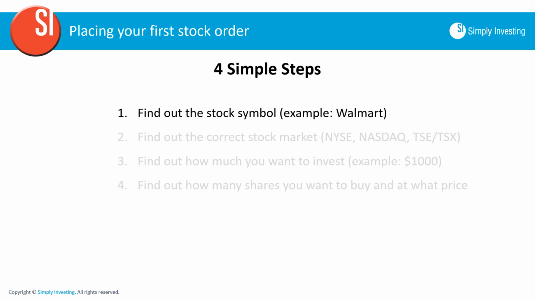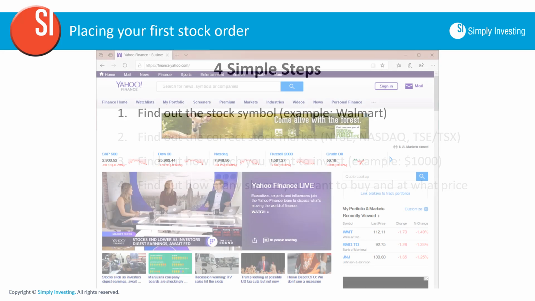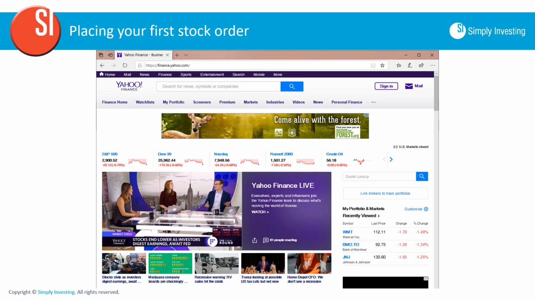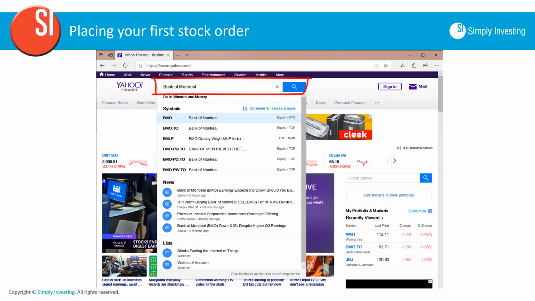Step 1, let's find out the stock symbol for Bank of Montreal. So this is really easy. Just go to Yahoo Finance. You can see the URL at the very top. Then in the search box, type in the company name, in this case, Bank of Montreal. And you can see that the stock symbol is listed right here, BMO.